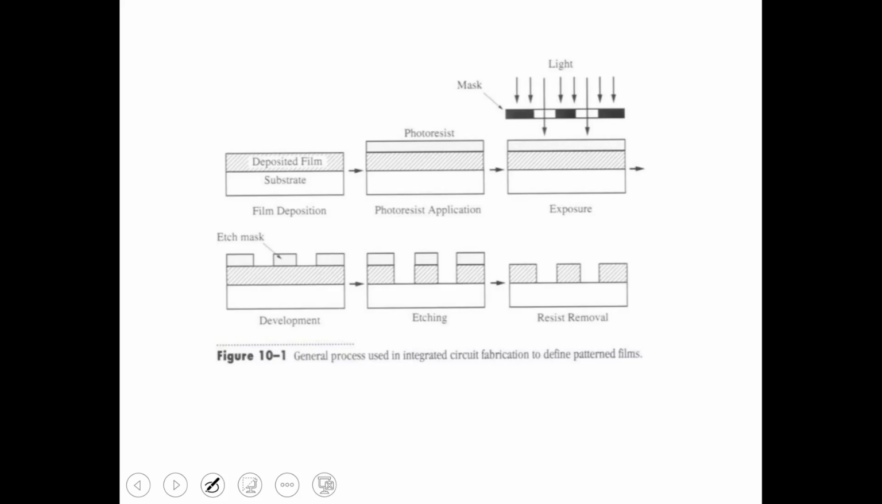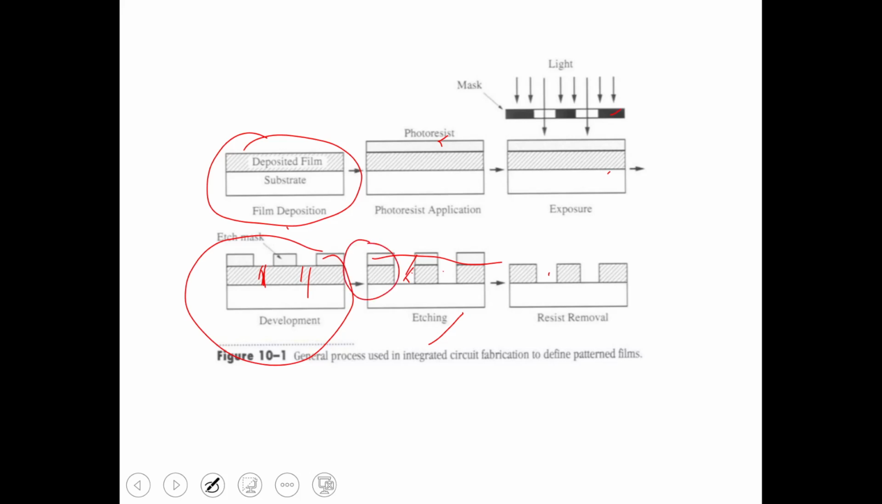So this is the general process used in integrated circuit fabrication to define the patterned films. We have the substrate here. This is the deposited film, some material will be there. Then we have the photoresist. This is the mask, and then we have the resist exposure, development and soft baking. Then we have to do etching, meaning this photoresist will be removed here. And then this resist will be removed. This will happen in case of the positive photoresist. If it is a negative photoresist, then this will be removed and this will remain here.